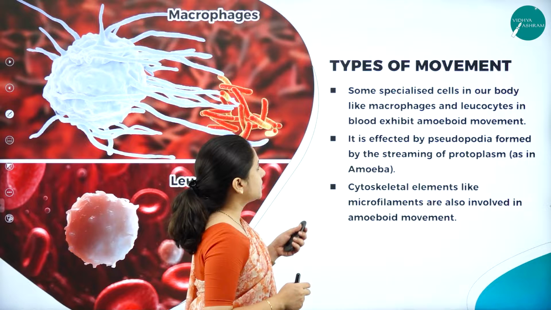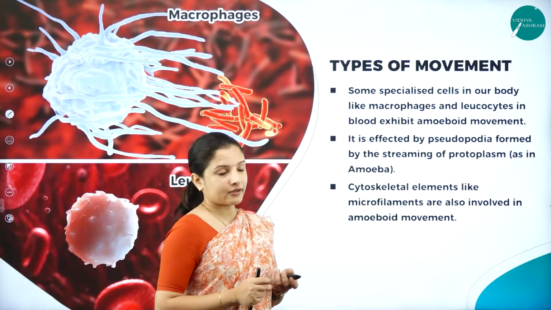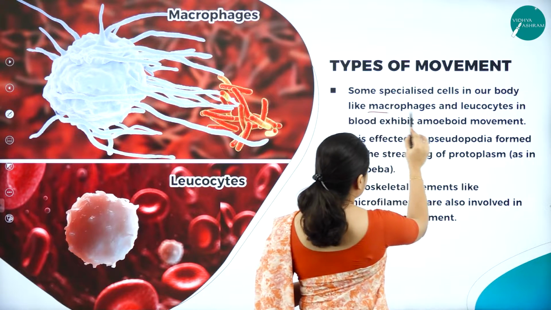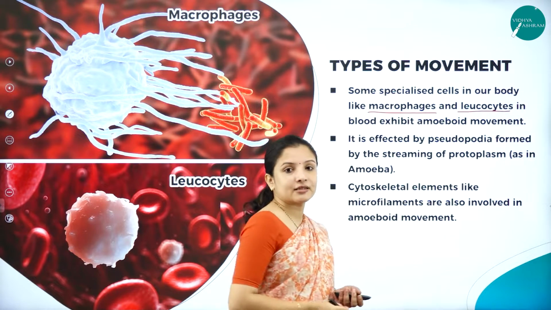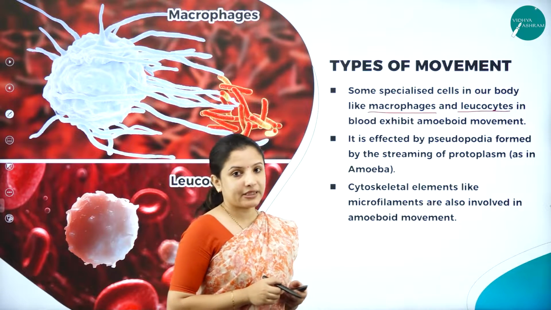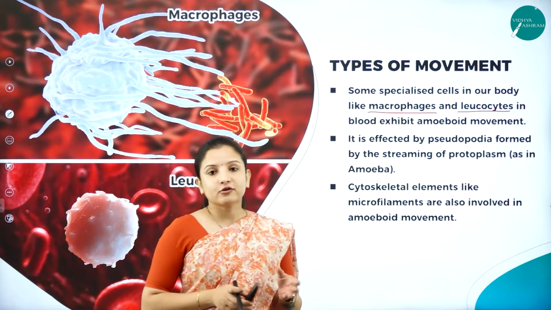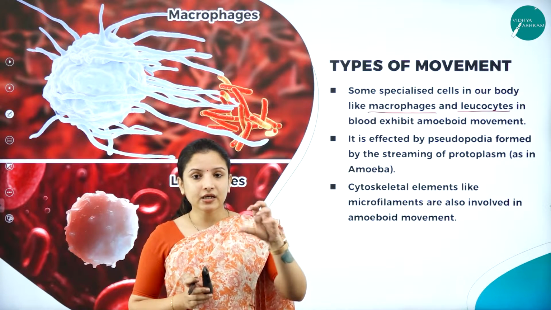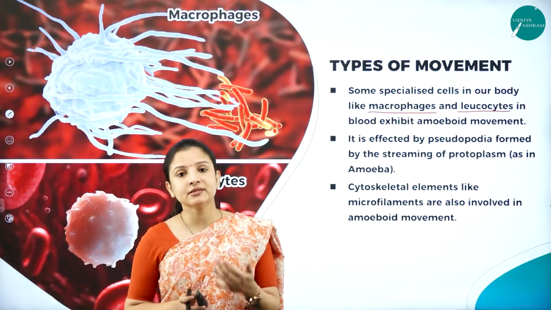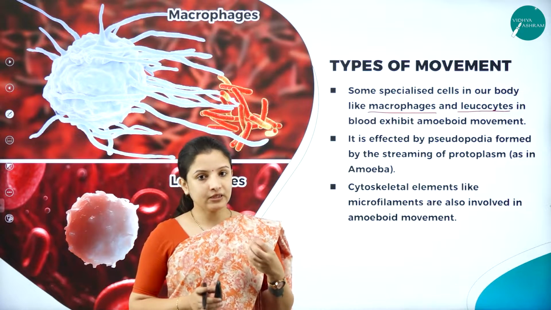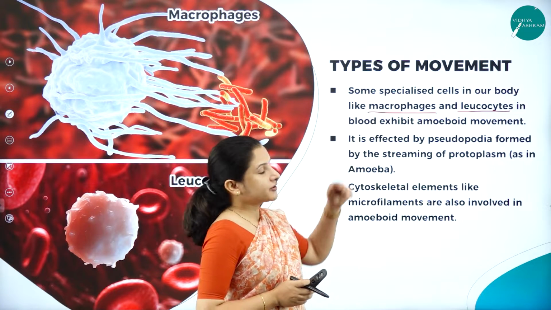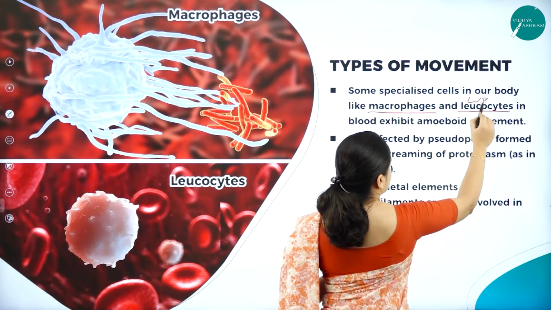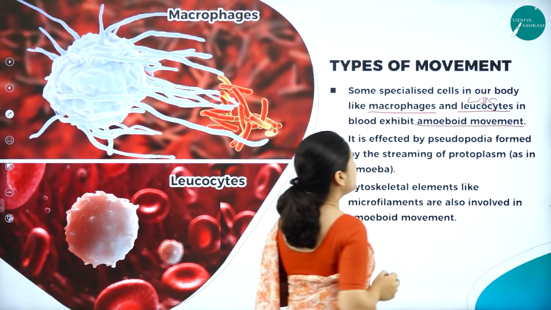So first, talking about the amoeboid kind of movement. Here there are some specialized cells in our body like macrophages and leukocytes. Leukocytes are nothing but the WBCs, that is, the white blood cells, right? And macrophages are cells in the body that are capable of engulfing or feeding on foreign substances, therefore protecting the body from harmful infection. These macrophages and leukocytes actually exhibit amoeboid movement.